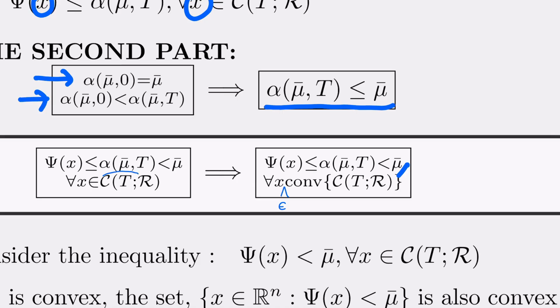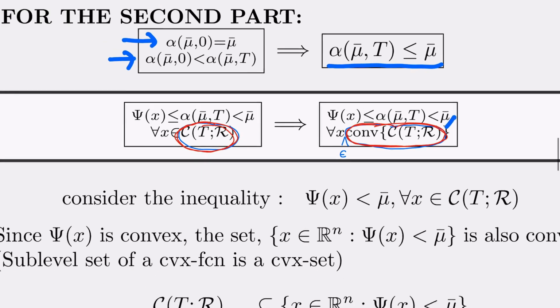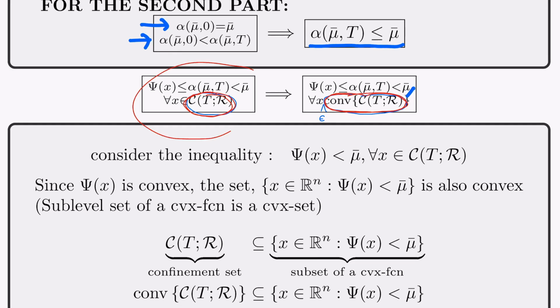Instead of this set, we are looking at the convex hull of the sets, and I didn't change anything other than these two sets. I'm saying that this inequality implies this inequality, the same inequality, but the set of x values for which it is satisfied is changed. Now instead of the confinement set, I'm looking at the convex hull of the confinement set, and you should immediately be asking yourself why this statement implies this statement. You should be saying that, hopefully.